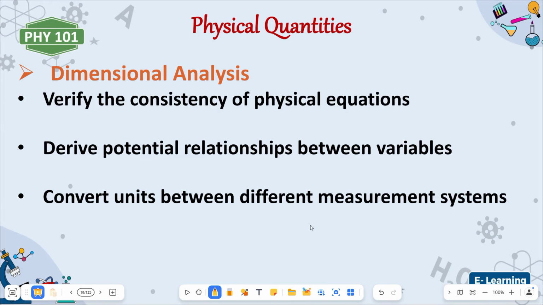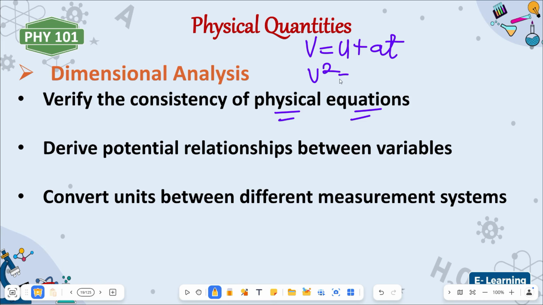One is to verify the consistency of physical equation. Let us assume that you are in an exam and you know that the equation of motion, you have one that is V is equals to U plus AT, but you are not too sure. How do you now verify that this equation is correct? It's by using dimensional analysis.